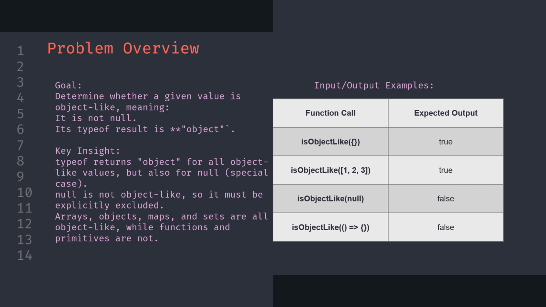Object-like values include regular objects, arrays, and built-in collections, but exclude functions, null, and primitives. This check helps in type safety and data processing workflows.